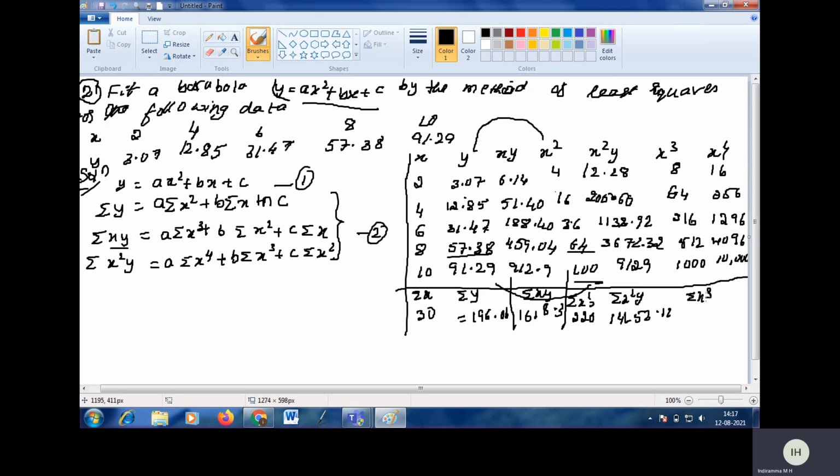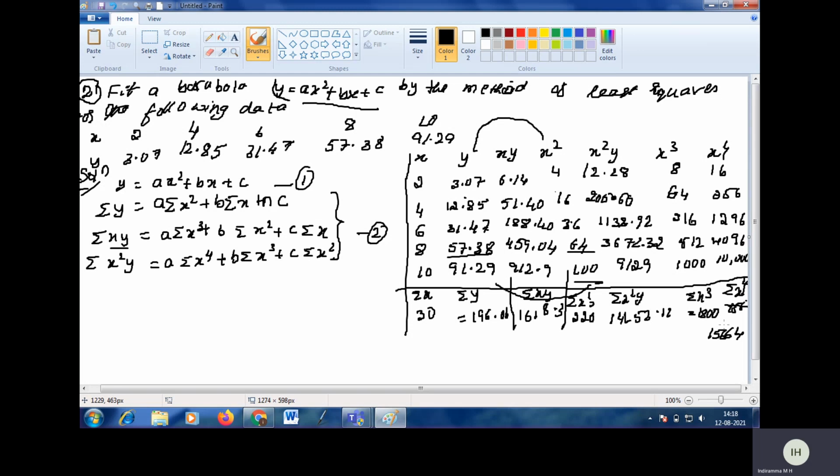Next, we have to calculate summation of x cube. If you add these, you will get it. Summation of x cube will be 1800. So next we have to find out summation of x power 4. Summation of x power 4 will be 15664. So we got the summation values from the table.